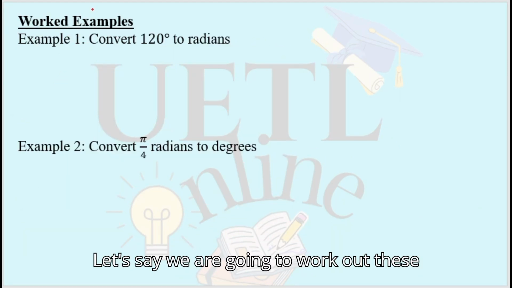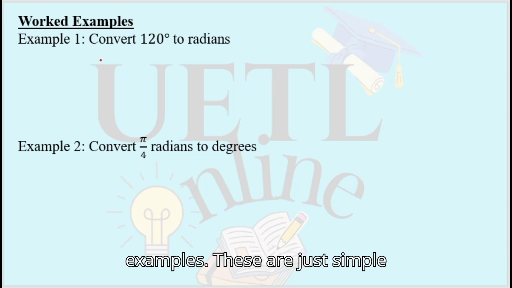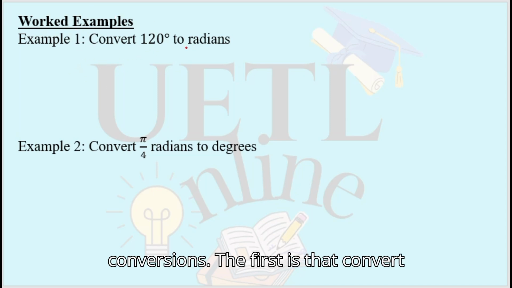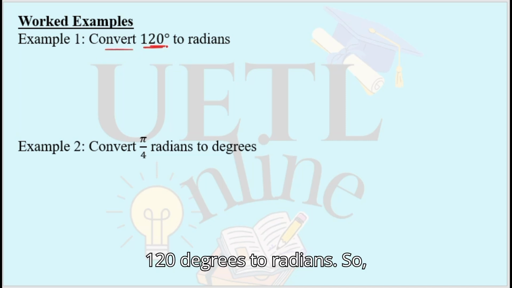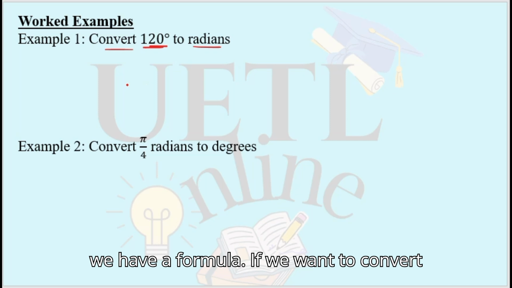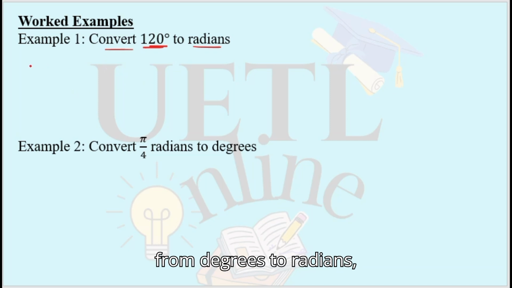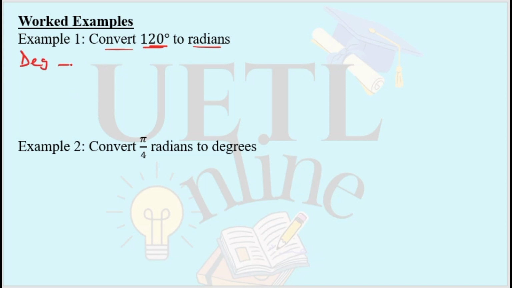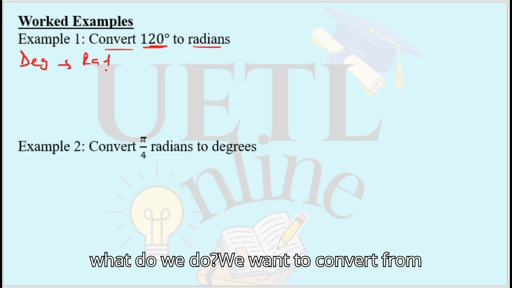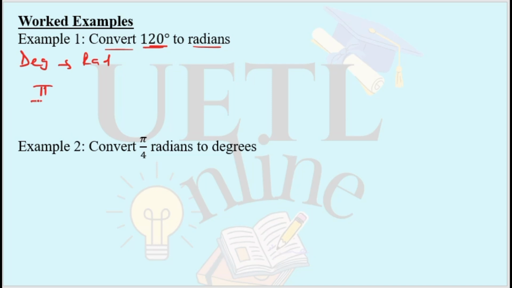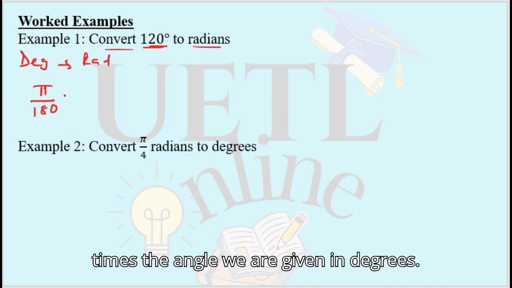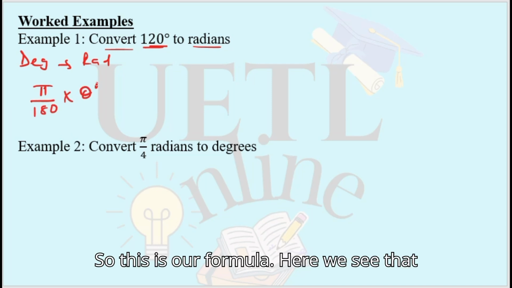We are going to work out these examples. These are just simple conversions. The first is to convert 120 degrees to radians. So we have a formula. If you want to convert from degrees to radians, what do we do? We just have to say pi over 180 times the angle we are given in degrees. So this is our formula.